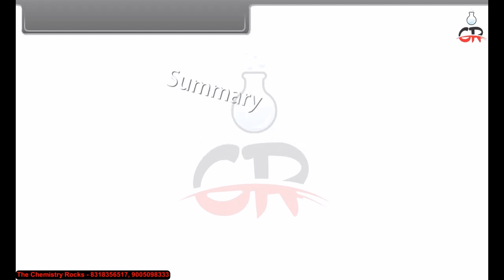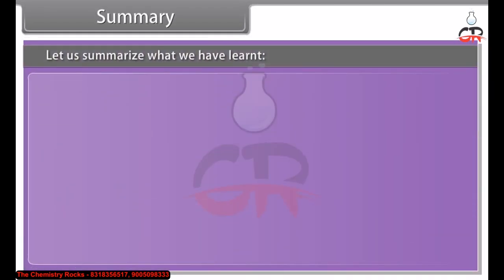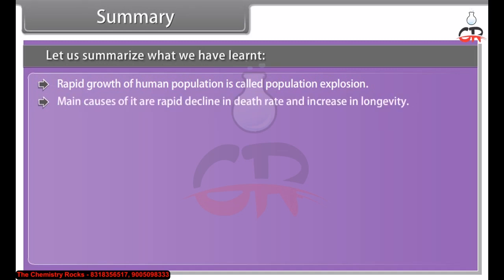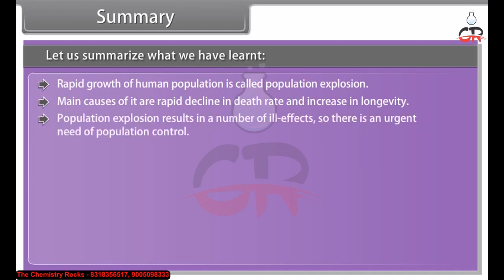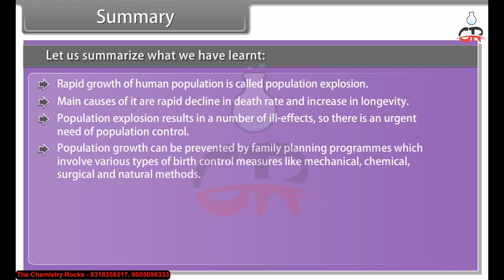Summary. Let us summarize what we have learned. Rapid growth of human population is called population explosion. The main causes of it are rapid decline in death rate and increase in longevity. Population explosion results in a number of ill effects, so there is an urgent need of population control. Population growth can be prevented by family planning programs, which involve various types of birth control measures like mechanical, chemical, surgical, and natural methods.